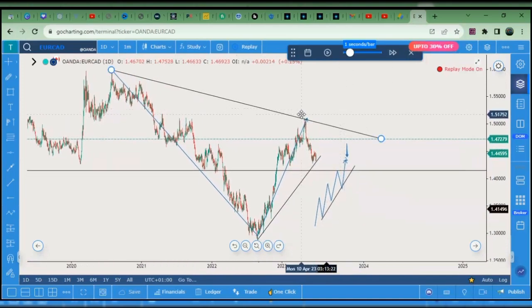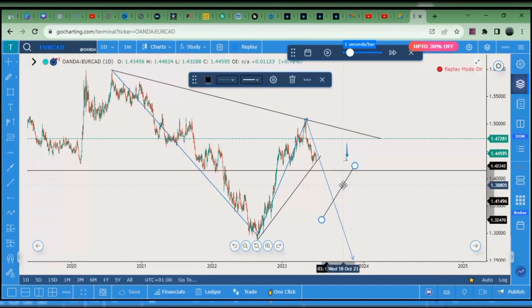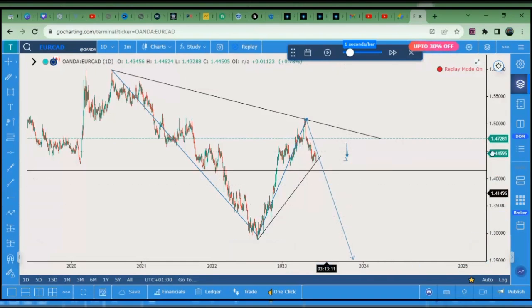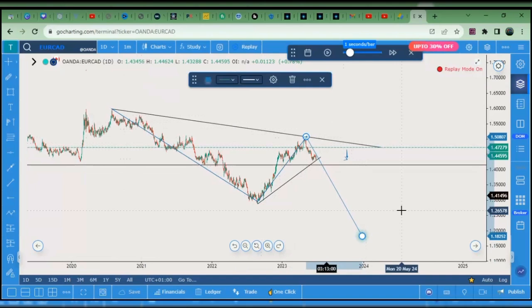So what price is expected to do next is probably the next low to go even lower. That's what price is probably expected to do, to go lower. So just take it as this was just a one move pullback, and the next move should be like this. But it's gonna take months and months.